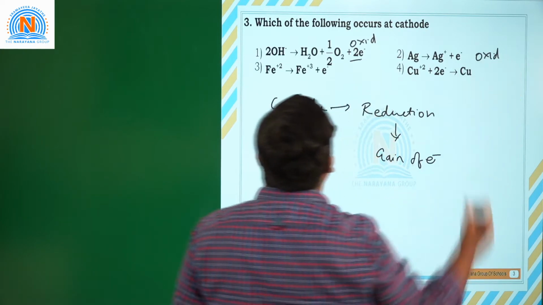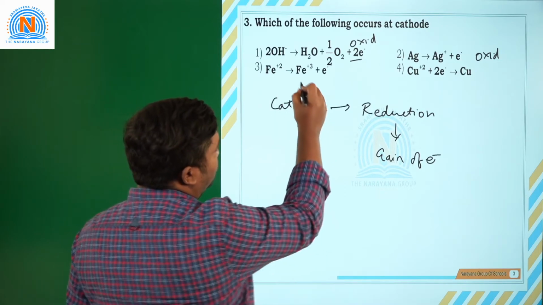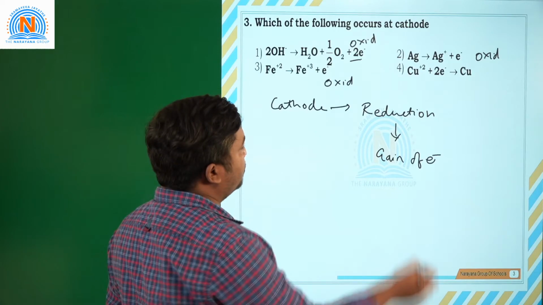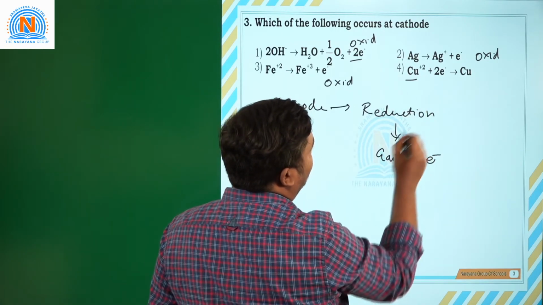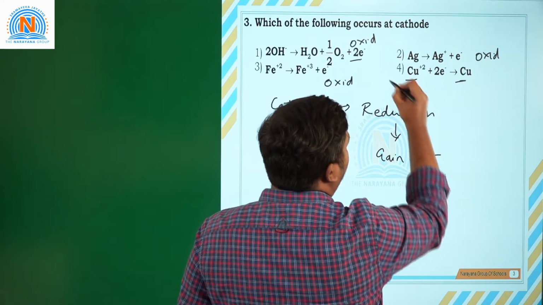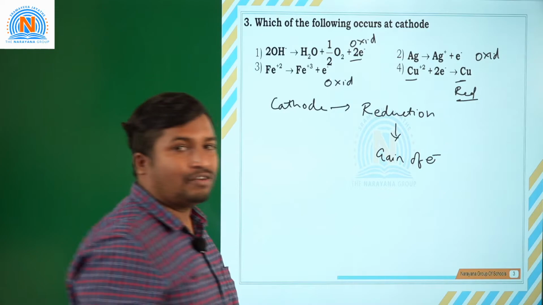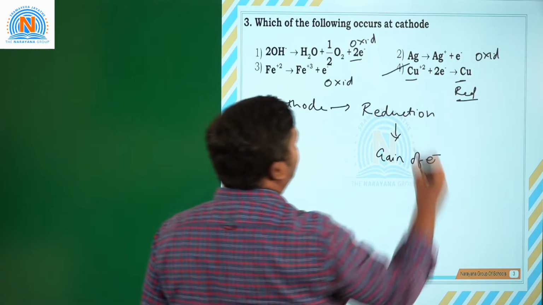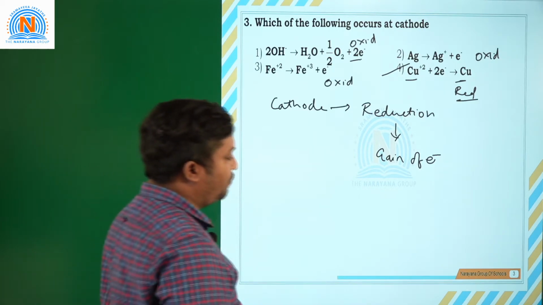Third one, here also an electron is lost. This is also oxidation process. But in the fourth option, if you see, oxidized form of copper is taking 2 electrons to form copper metal. Therefore, here it is undergoing reduction. So, the process of reduction always takes place at cathode. Therefore, fourth option would be a correct answer. Okay. Next, fourth question.